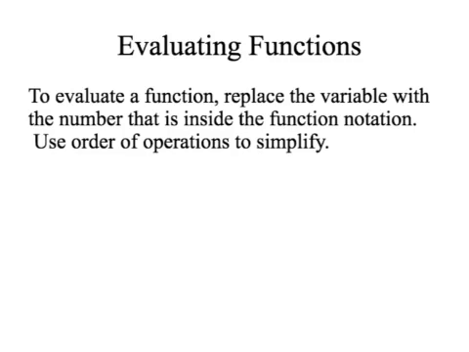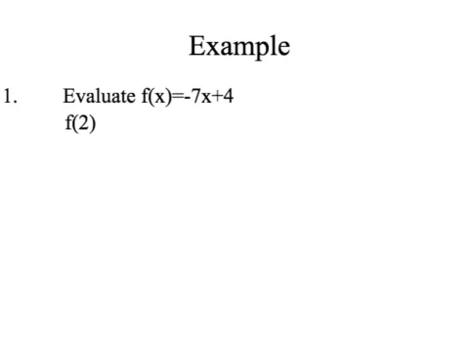If you want to evaluate for f of 2, you would take out the x in your equation and put in a 2, and then use order of operations to simplify it. So for example, we have f of x equals negative 7x plus 4. And we want to find f of 2. So we want to find out the value of the function when x is 2. So since I took the x out of the function notation and replaced it with the 2, I need to take out the x in the original equation and replace it with 2 also.